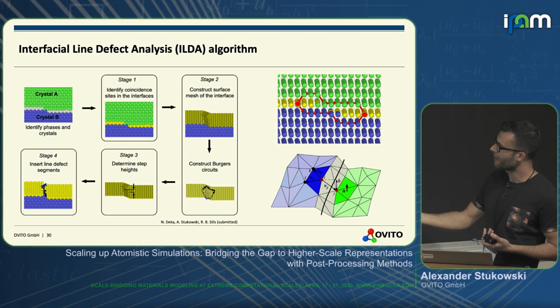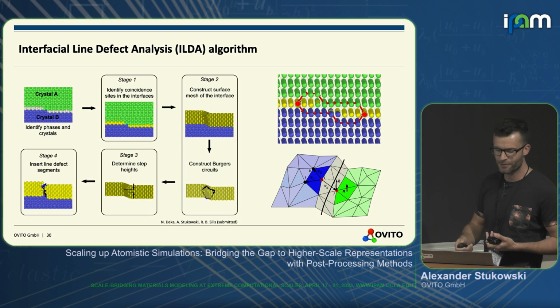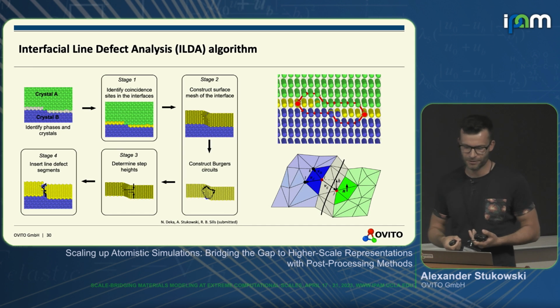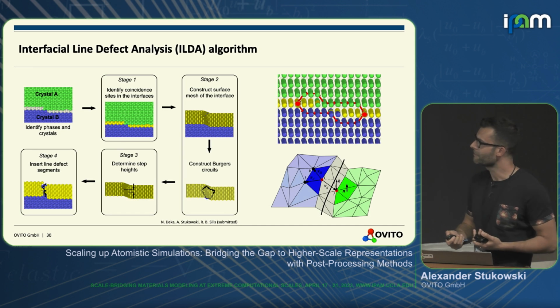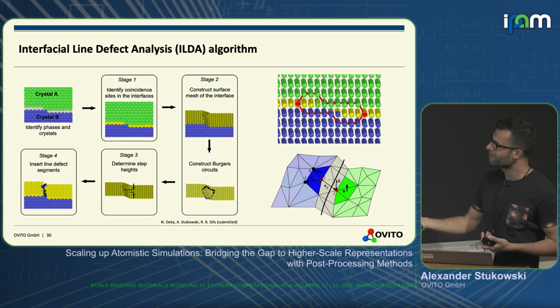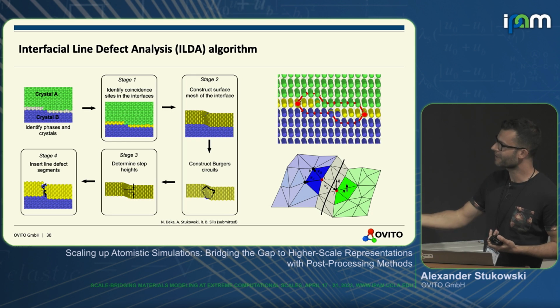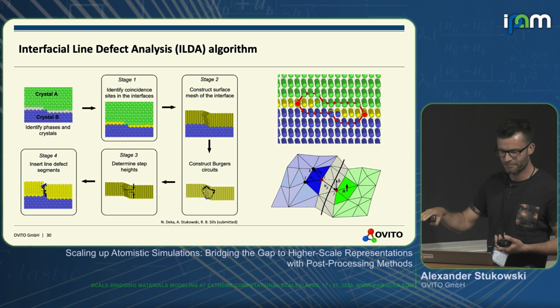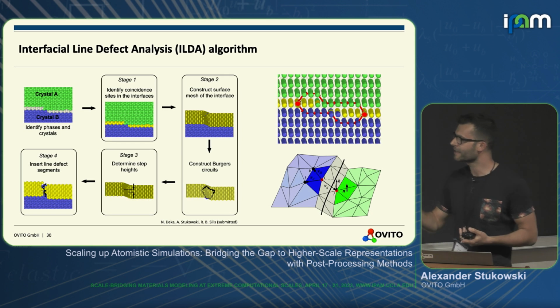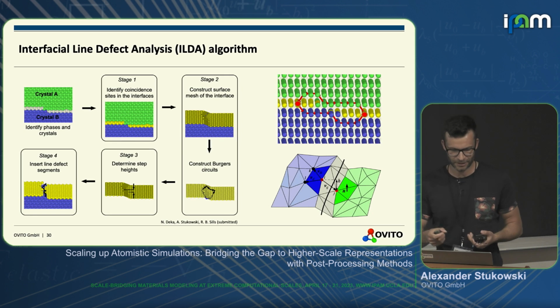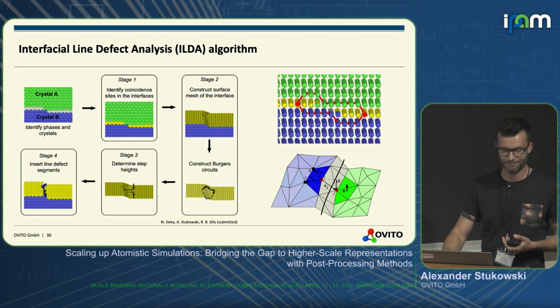And because they are part of both lattices, you can draw a Burgers circuit going through these sites without knowing anything about the structure of the interface. But you need some guidance on where to construct these Burgers circuits, and for that the algorithm constructs a manifold representation, a mesh connecting all coincident sites, and then it basically constructs these half circuits connecting two coincident sites that are also connected by a mesh edge.